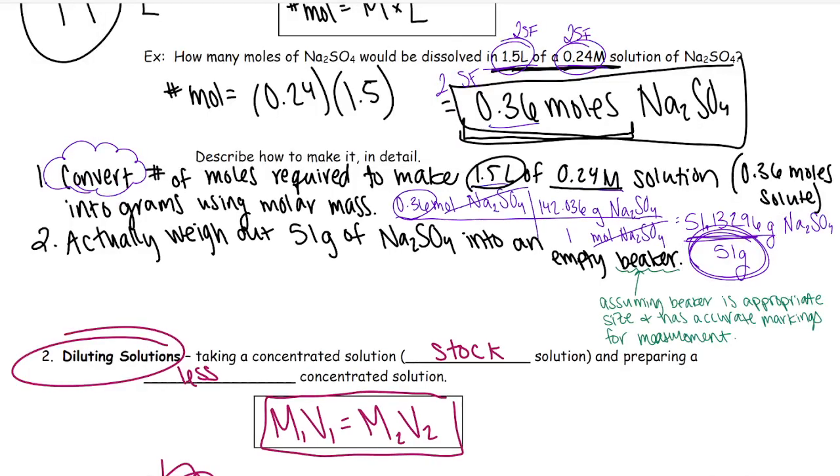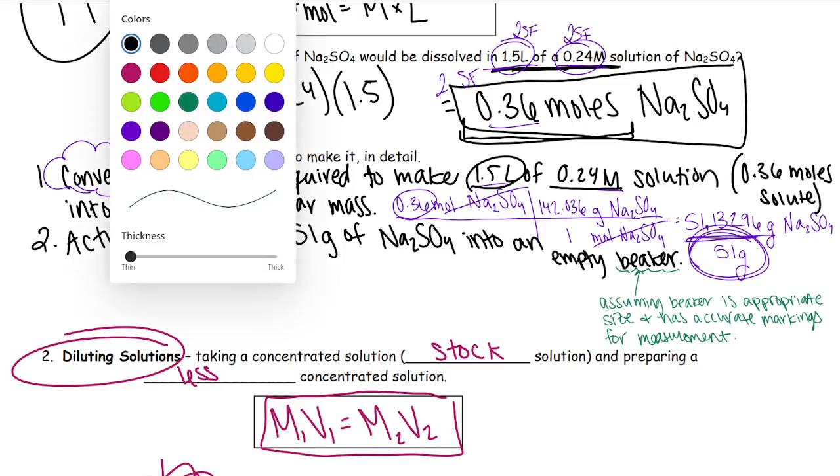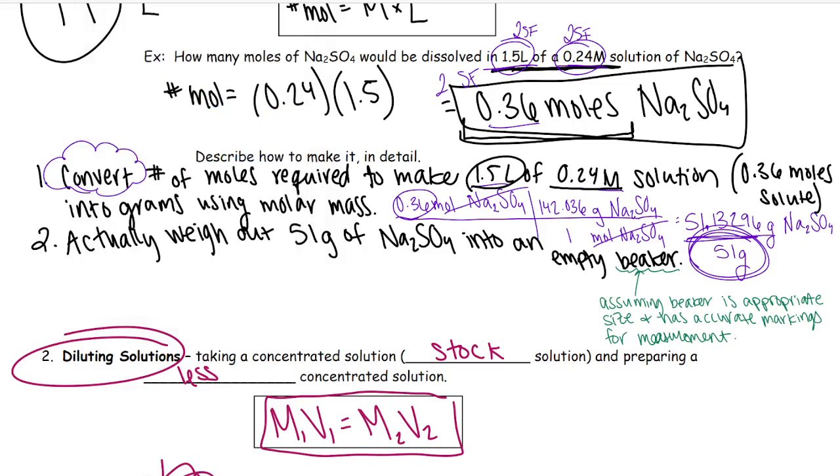All right, so step 2 was actually weigh out that amount into the appropriate container. Good. What's step 3? What? Fill up to what? 1 liter. Why 1 liter?